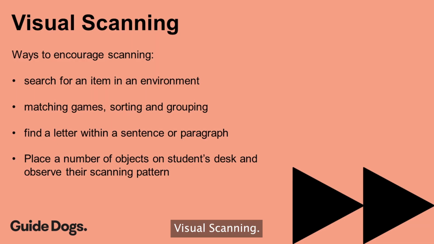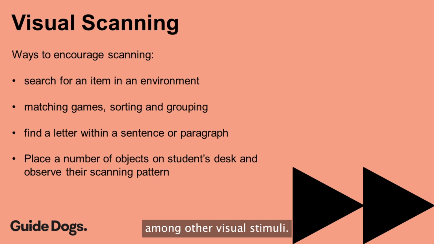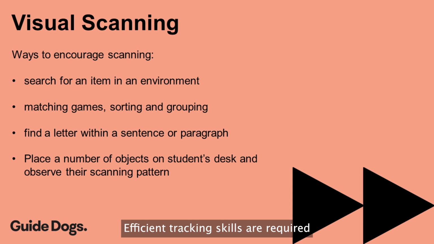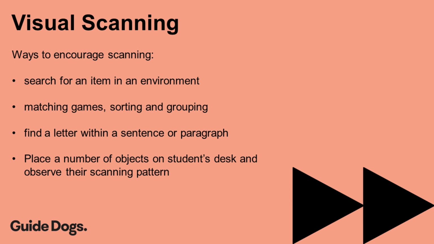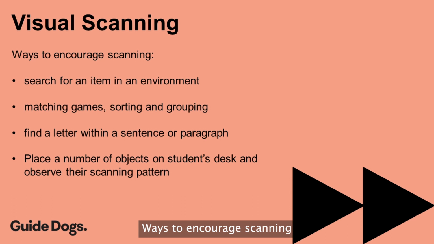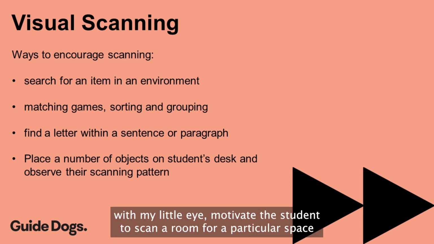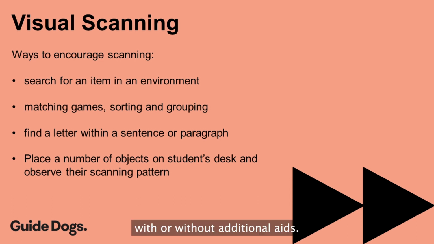Visual scanning. Scanning is the ability to search for a particular item amongst other visual stimuli. Efficient tracking skills are required for effective scanning, which develops some eye muscles. Ways to encourage scanning: search for particular items in the environment, like I Spy with my little eye. Motivate the student to scan a room for a particular space, with or without additional aids.